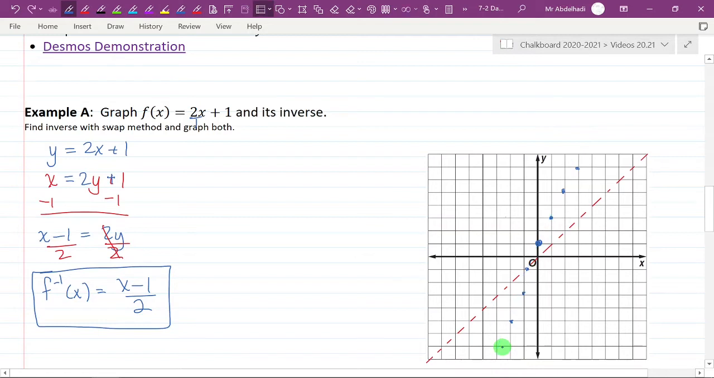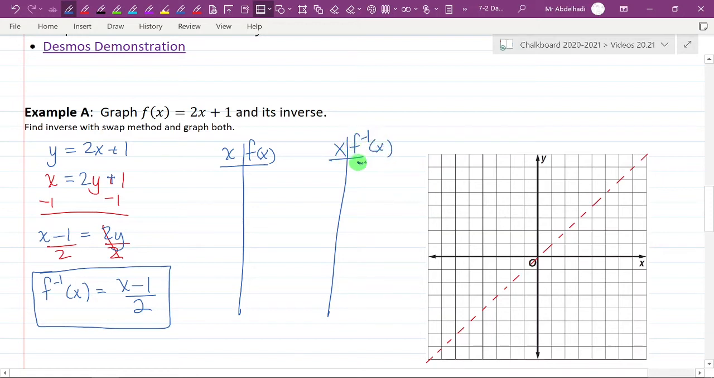But for the sake of finding inverses, we're going to actually use a table. So we're going to go kind of retro here and go back to Algebra 1 and write a table for the original function. The reason why we want a table is because we can use the swap method to swap the x's and y's and get a table for the inverse very, very easily. So there's going to be your inverse there. So let's make a table.